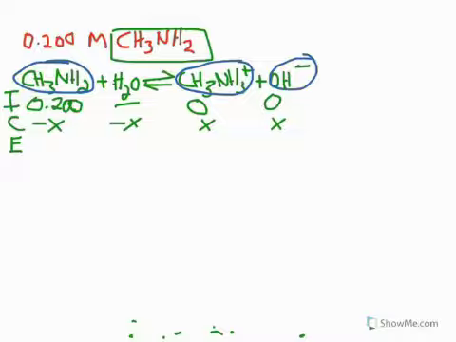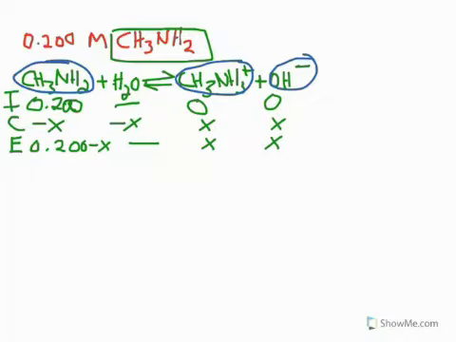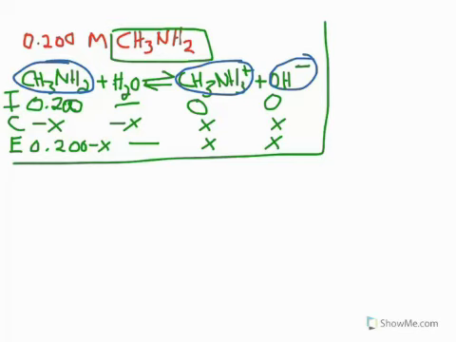So at equilibrium, I get 0.200 minus x here. We don't care about the water, there's lots of it, and we get x and x. So this is a really simple ICE table. They'll get more complicated in other aspects. We'll put a little box around this because I'm going to keep that, and I don't want to inadvertently erase it. The first thing to do is figure out our concentrations of these components.